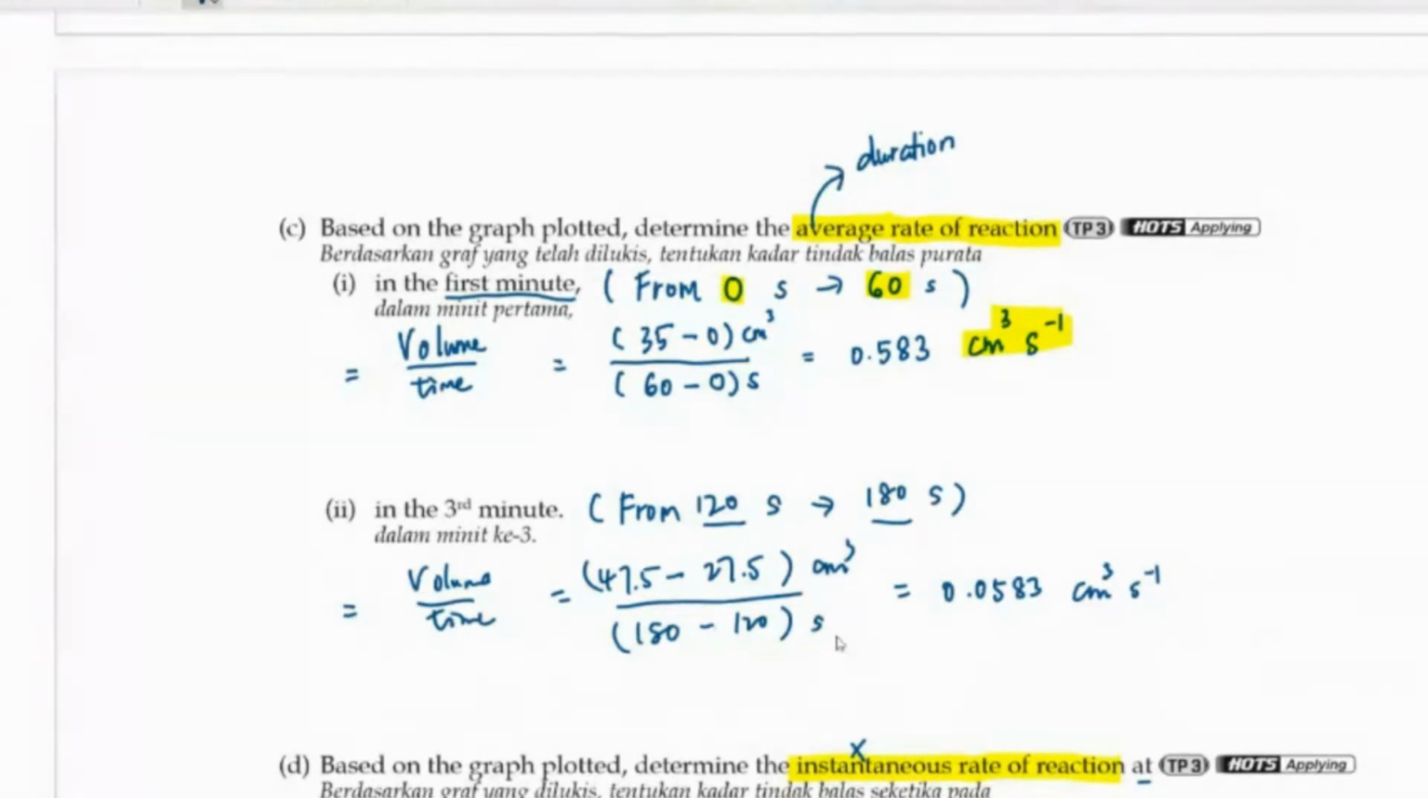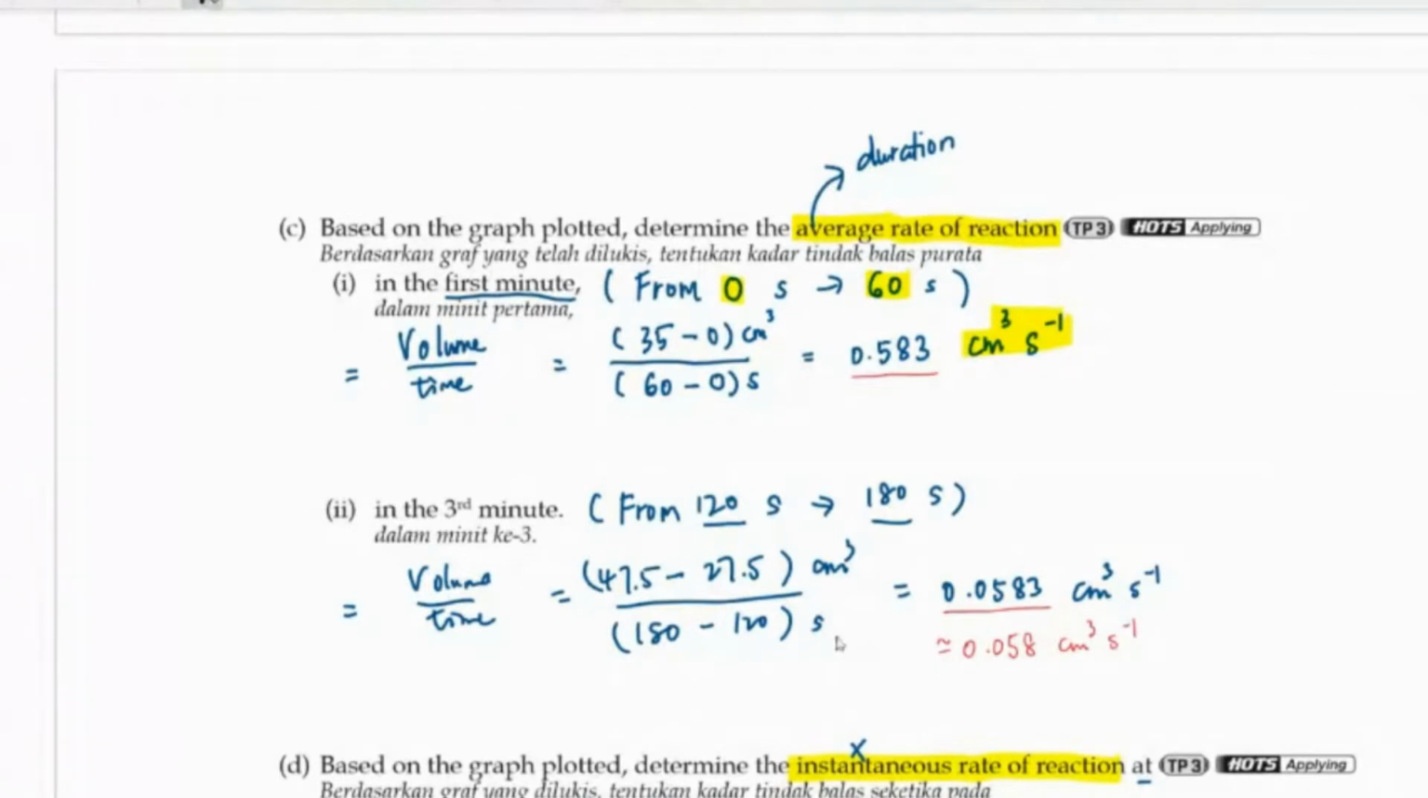Now class, sometimes in the exam, you may feel confused. How many decimal places do I need to put? I will suggest you put at least 3 decimal places, but 2 is sometimes accepted also. Okay, 2 to 3. But for me, 3 will be better. Like this will be 0.058 cubic centimeter per second. But actually, if you put 4 decimal places, it's also not wrong.